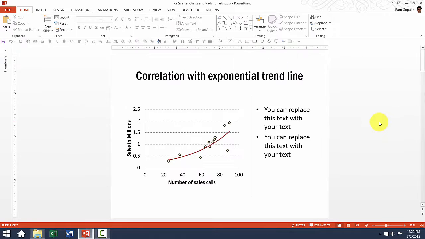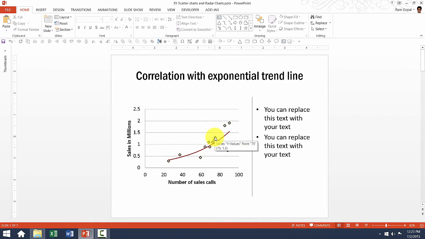This shows correlation with an exponential trend line. As you may already know, XY charts are usually used to show correlation between two different factors. For example, in this template, you can see how this chart shows the correlation between the number of sales calls made and the total sales in millions. This one shows that there is actually a positive correlation. That means when more sales calls are made, more sales happen. This exponential trend line is automatically calculated, and these data points can always be edited.